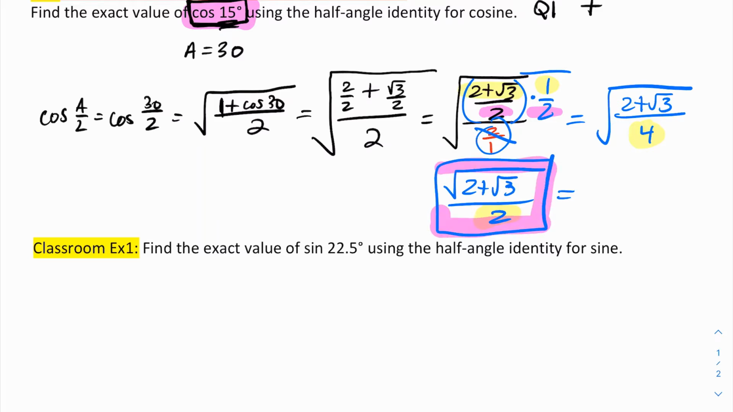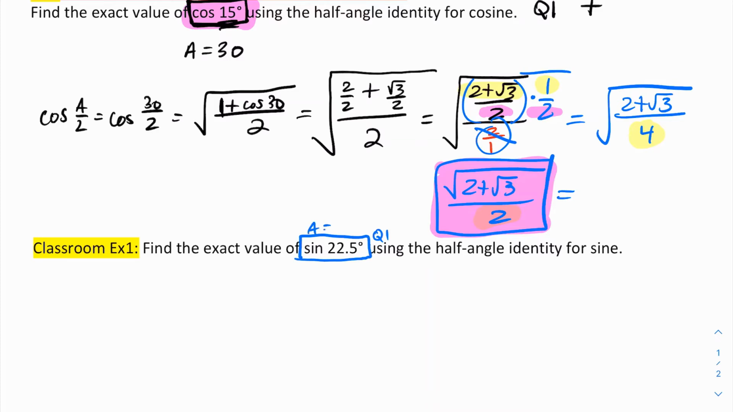What I want you guys to do is go ahead and try the second one and see how you do on that, okay? It's very similar. You just have to make sure you use the half angle identity for sine. I'll already tell you, you don't have to guess on the plus or minus. We already know it's positive because this is in quadrant 1, sine of 22.5. So go ahead and do that and then pause the video.